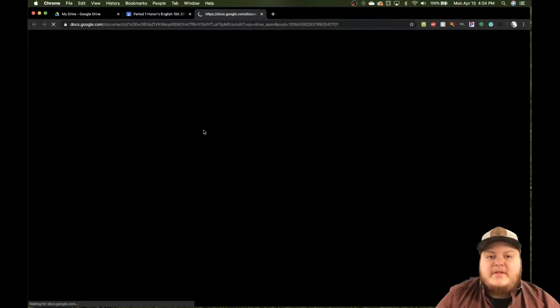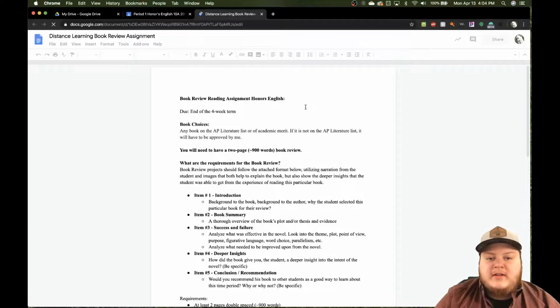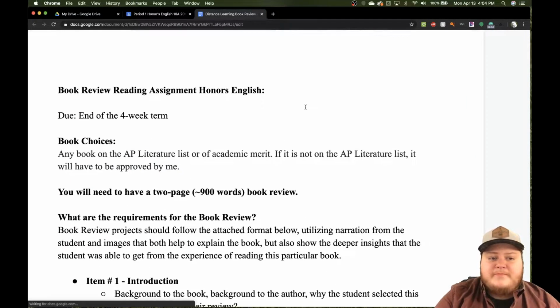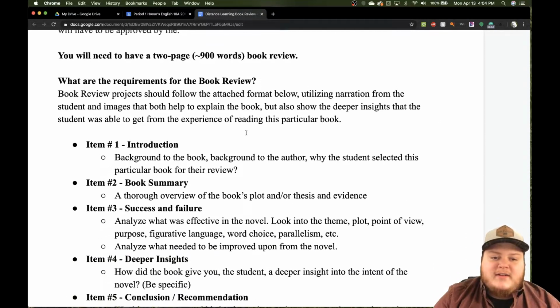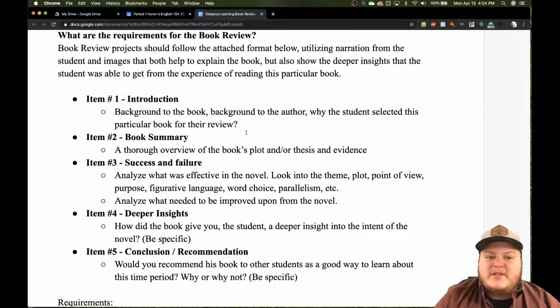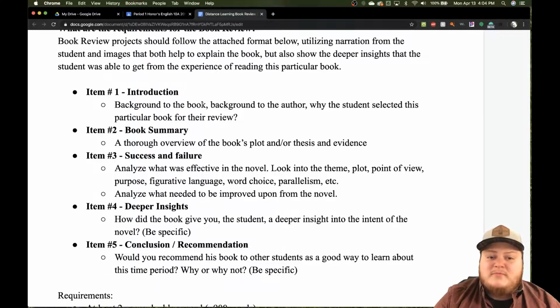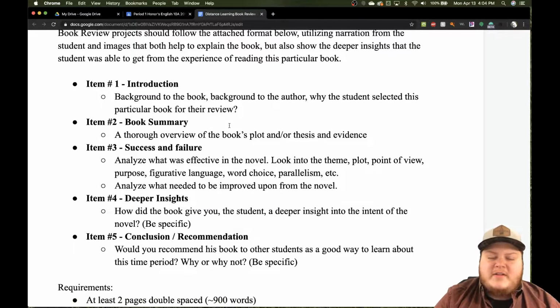You'll see the assignment in the stream as well. And if you look at it, it's going to be due May 8th. That's the last day of the 4-week term. It's 900 words, 2 pages. The general thing is similar to the summer reading. Just give me an intro, like what's the book about, give me a book summary, very basic.